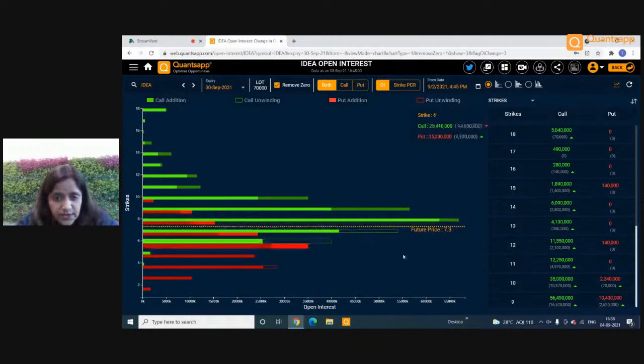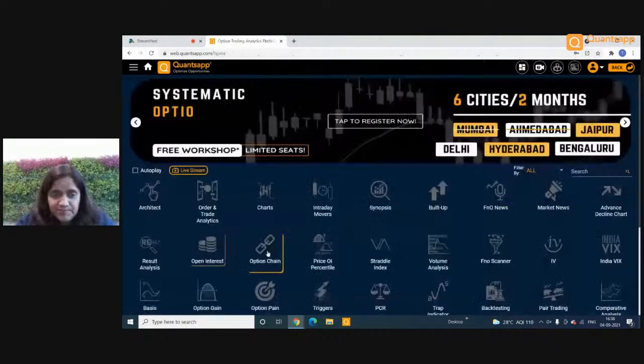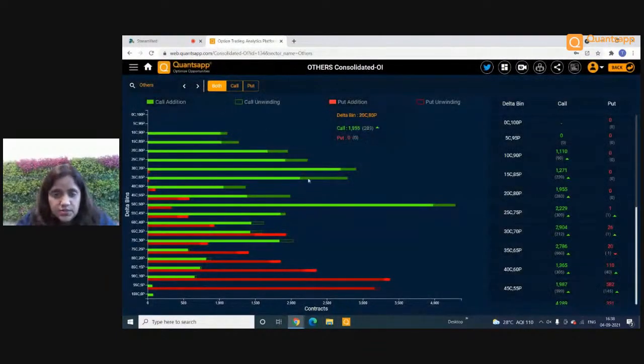So if you look here, the open interest was here. So we know which are the components within that, and then we can take it further. Okay, so this is, in short, what the consolidated OI gives you. Consolidated OI helps you to do the sector analysis. It is very powerful for doing the sector open interest analysis.